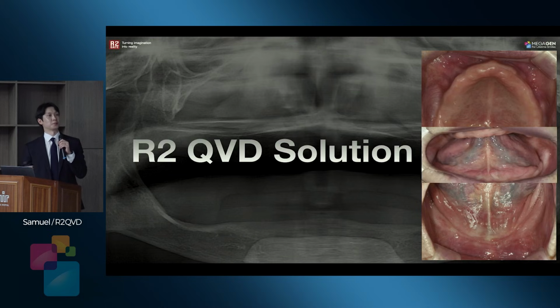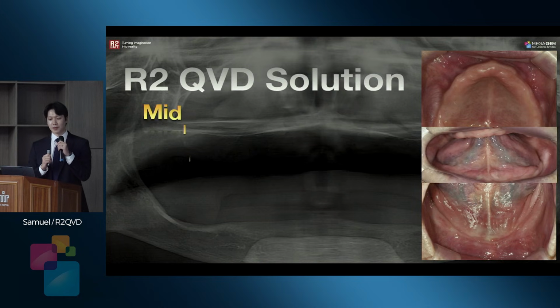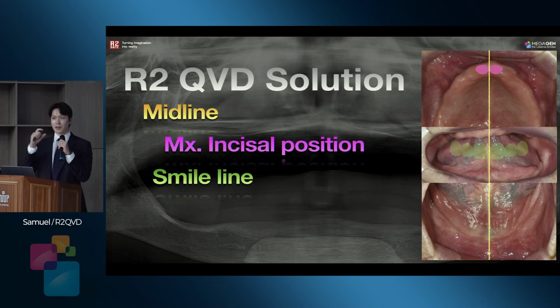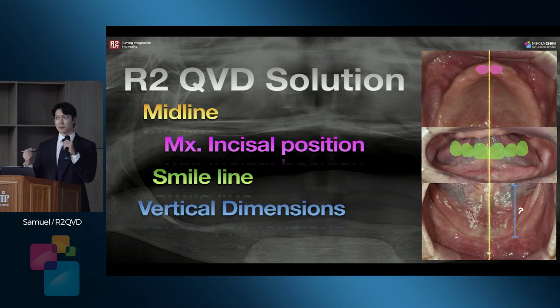What is the most important thing for setting up the prosthesis? I think the first one is the midline. Then the second one is the position of the incisor, the central incisor. Then the smile line for the anterior height, anterior position and size. And then, especially if your case is edentulous, we need the vertical dimension and also the occlusion plane.